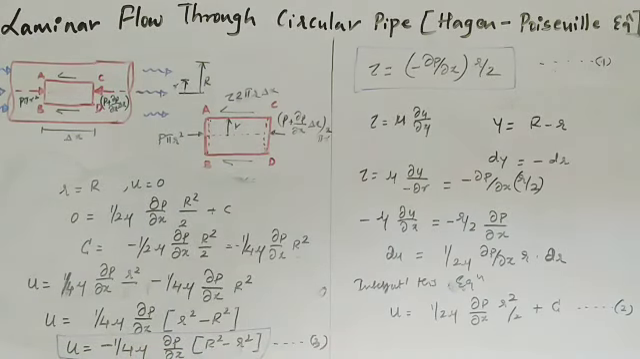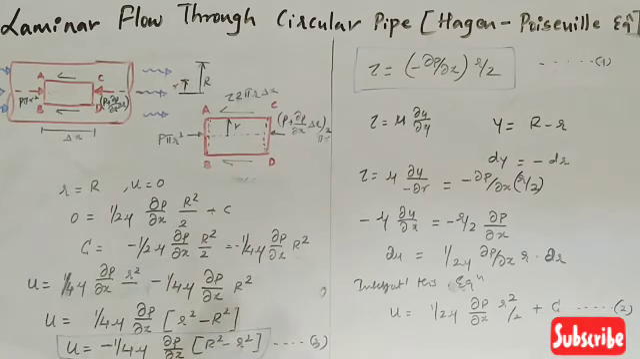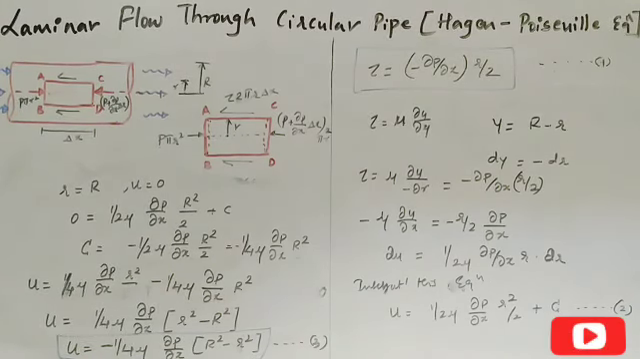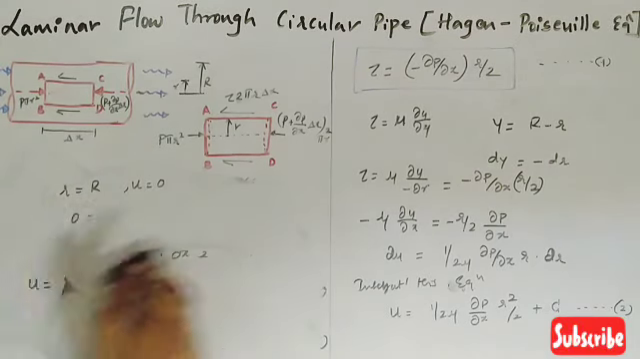If they ask you to prove that the ratio of maximum velocity to average velocity is 2, which we are going to derive now, then it will be asked for 10 marks. Till that you need to know. I will erase this equation and write the final equations again.